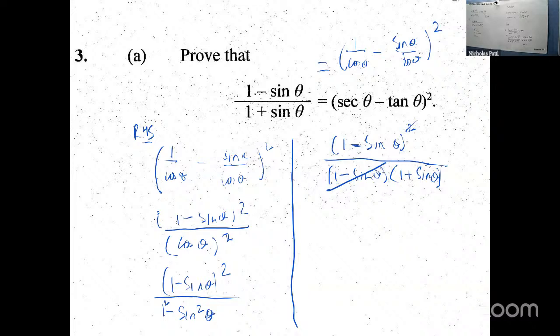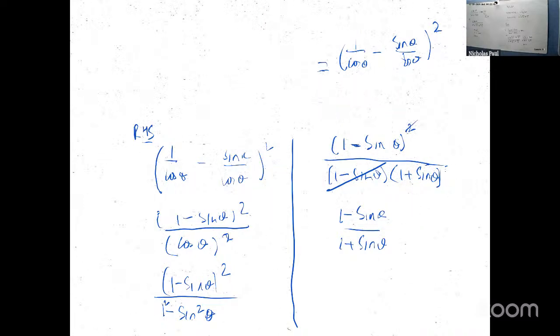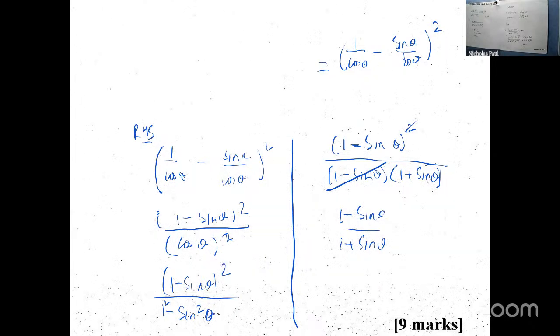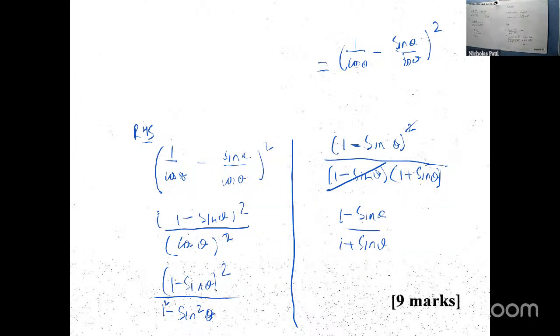Right, so the square will cancel and you'll get 1 minus sine theta over. Right? So that wasn't so bad, right? Wow, next one. That was a whole 9 marks. Yes, after this, we're not done with part 8. We have plenty of time. Yeah. Next one.